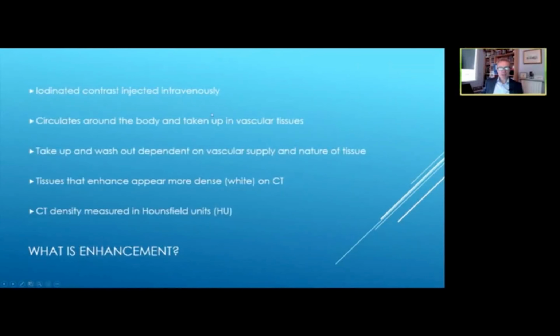So what's enhancement? We keep talking about this. It's iodinated contrast injected intravenously, as I'm sure you know. It circulates around the body and is taken up in any vascular tissue. That applies all over the body. The take-up and the washout is dependent on the vascular supply and the nature of the tissue. Tissue that enhances takes up the contrast, it gets whiter and it's more dense on CT. And this is measured in Hounsfield units, named after Sir Godfrey Hounsfield, who invented CT.